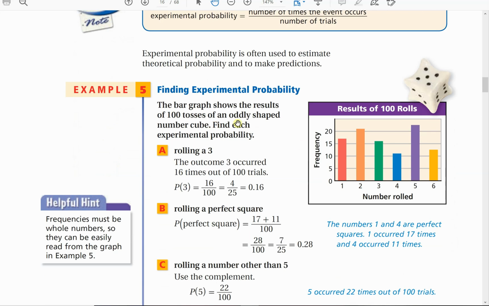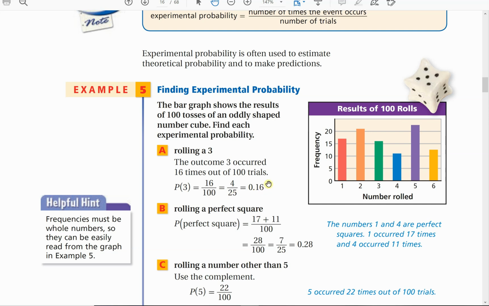This bar graph shows the results of 100 tosses of this oddly shaped die. It's still a 6-sided die, so let's see. Looks like 1 came up 16 times, 2 came up 21, 3 came up 16, 4 only came up 11, 5 came up 22, and 6 came up maybe 12 or 13 times. They rolled this die 100 times, so that's our number of trials. 3 came up 16 out of 100, so 4 out of 25, it's 0.16.